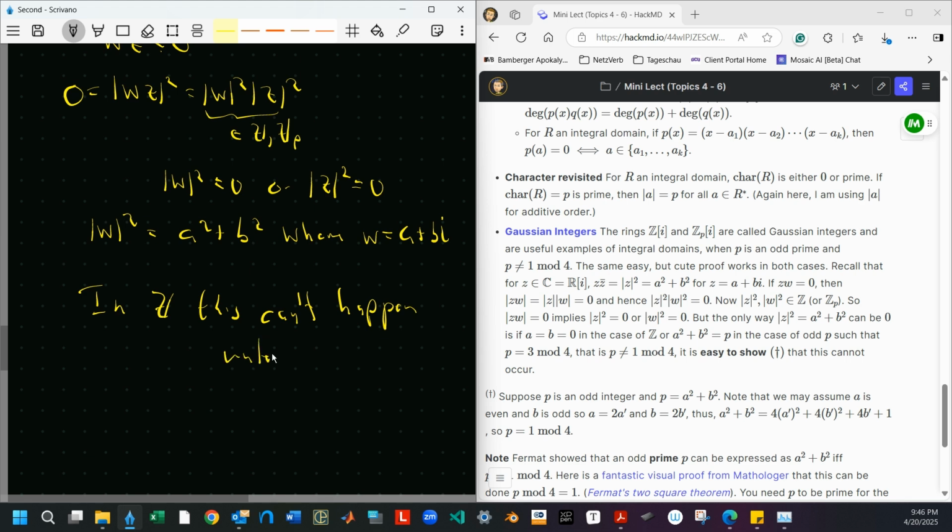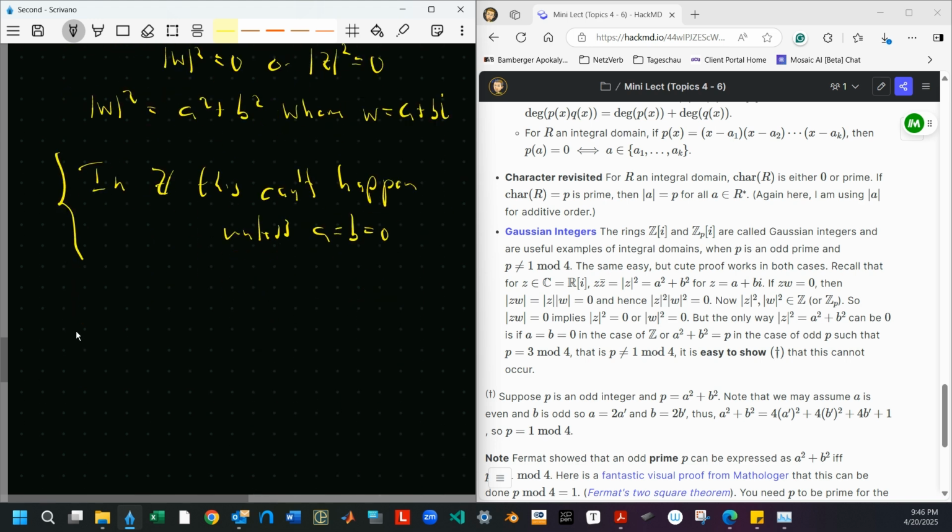Unless A equals B equals 0. So in other words, unless W is 0, right? So that's what we wanted to see. ZP is a little bit more interesting.